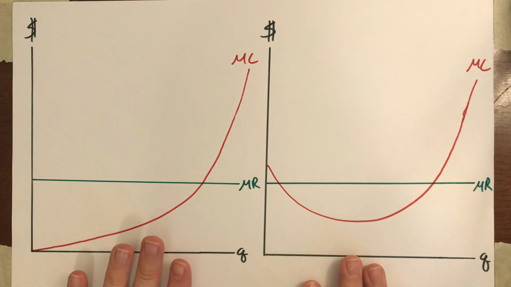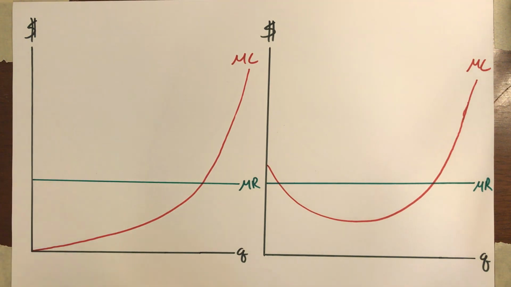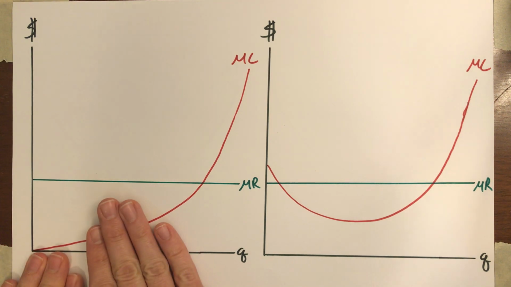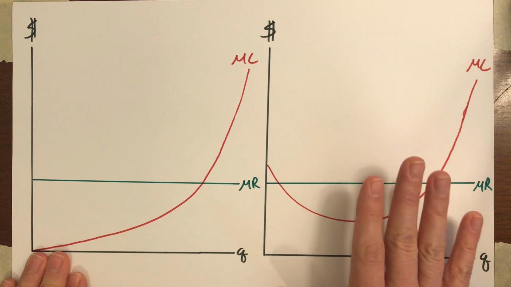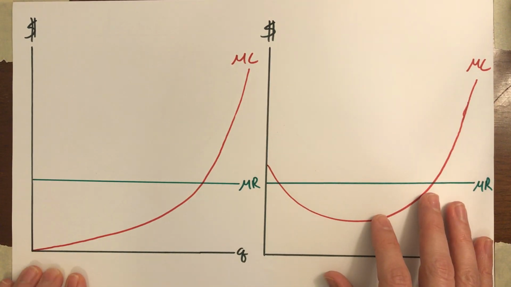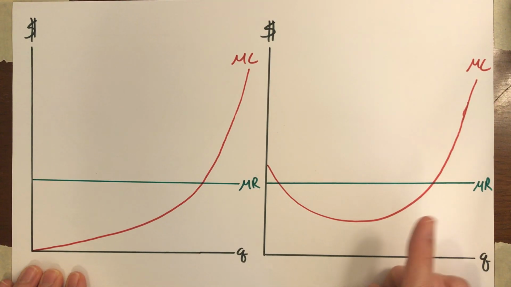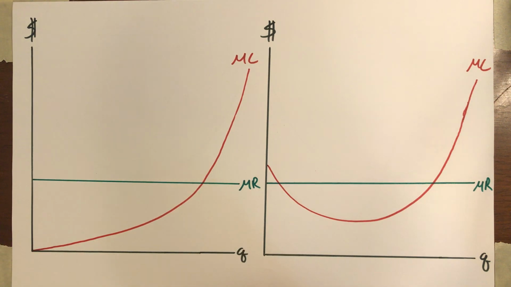Now, you'll see that I have 2 graphs here. The graph on the left comes out of the textbook, and I have a version of it in my lecture slides. But I've also got a slightly different graph to the right. The only difference between these 2 graphs is the shape of the marginal cost curve.